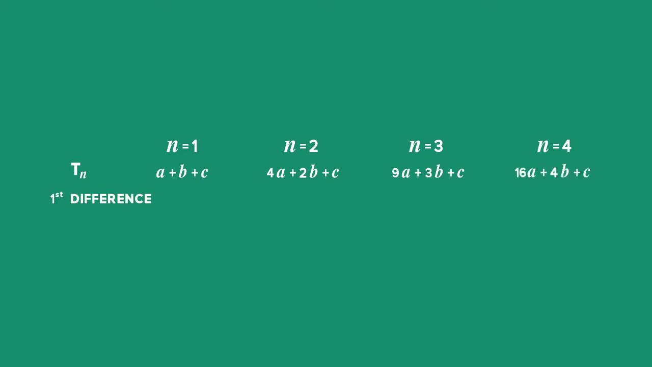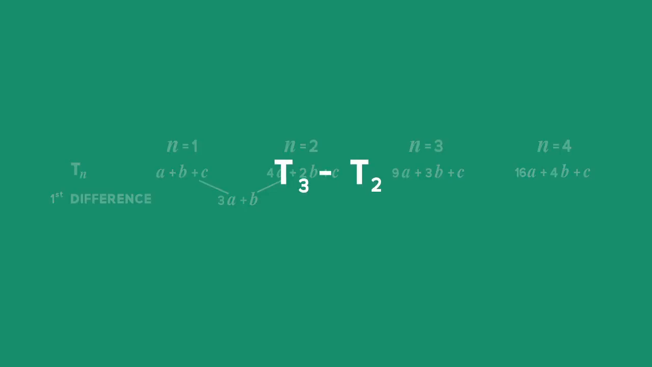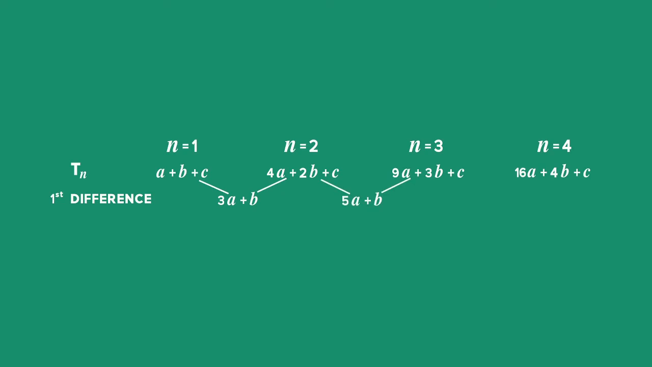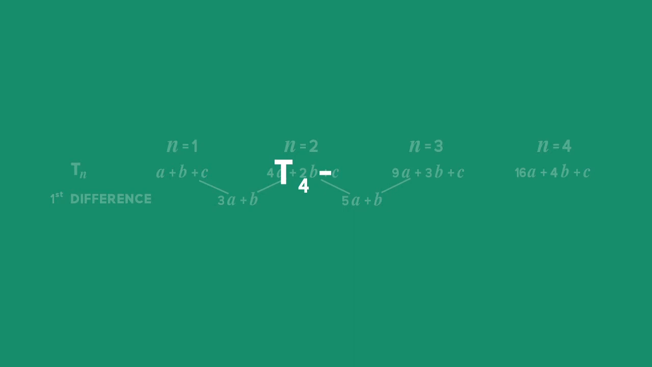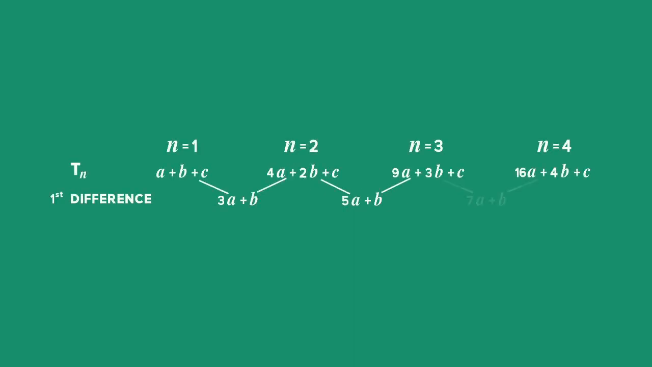We can find the first difference between the terms by saying term 2 minus term 1. When we do that, we get a first difference of 3a plus b. And then to get the next consecutive difference, it's term 3 minus term 2, and we get 5a plus b. Similarly, term 4 minus term 3 gives us 7a plus b.